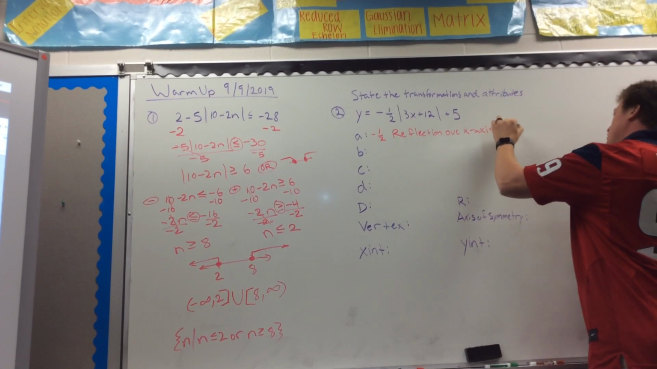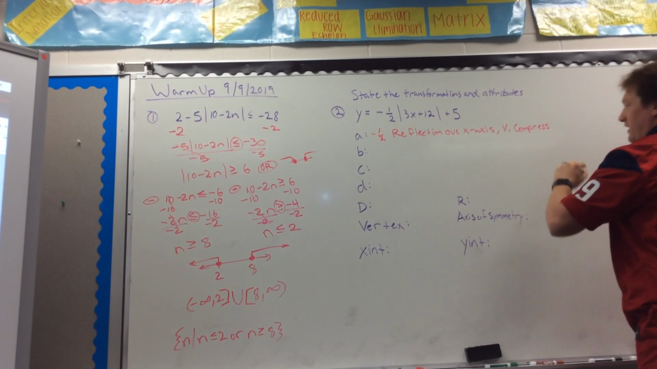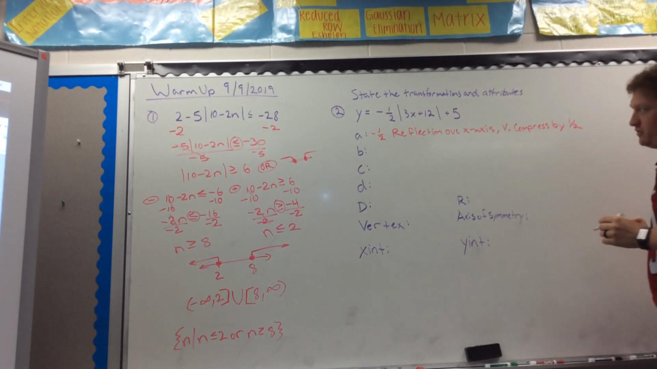So we're going to do a vertical compression by a factor of 1/2. So I'm just going to write by 1/2, but it's by a factor of 1/2.